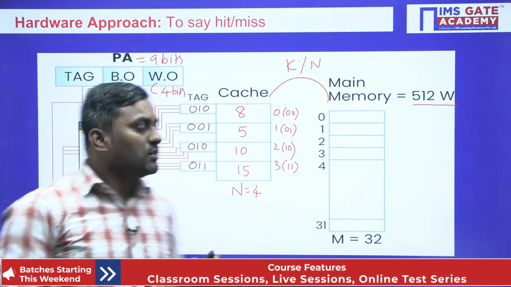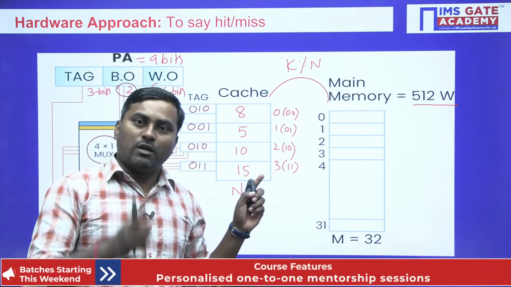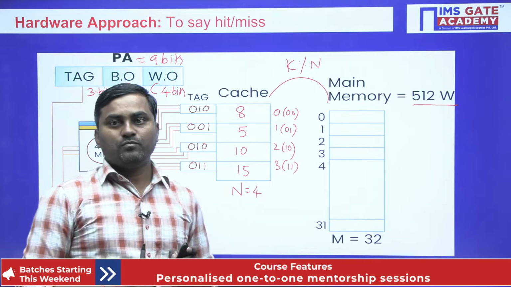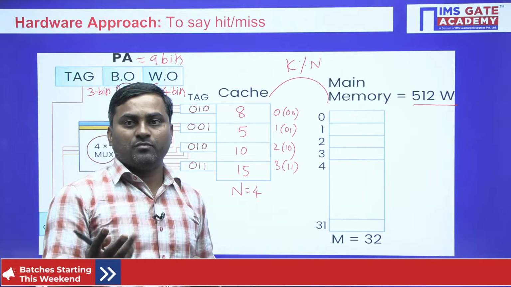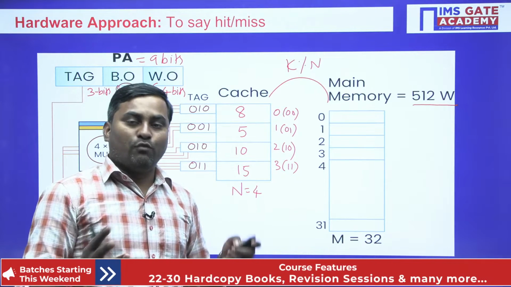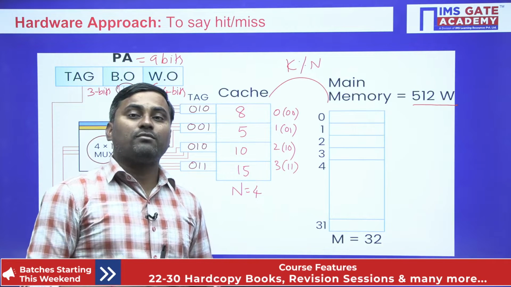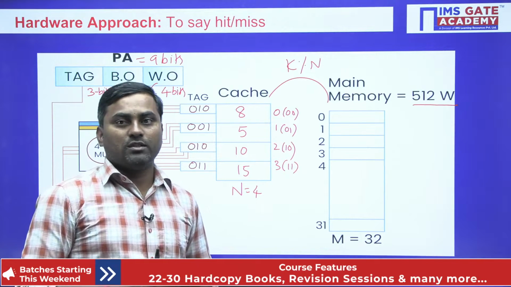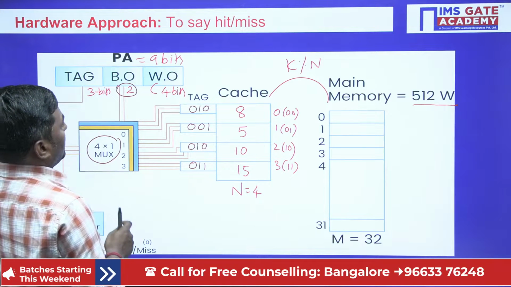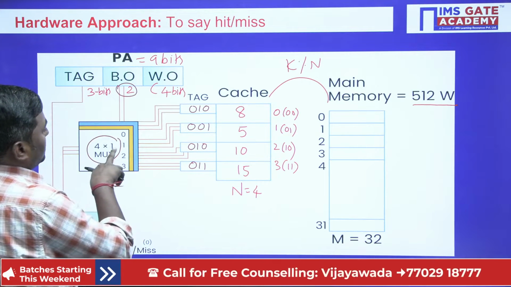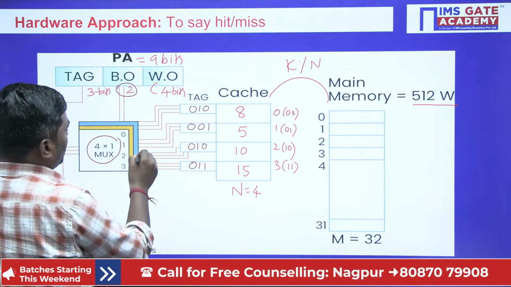Why 4 by 1? There are 4 cache blocks, so out of 4 cache blocks, 1 block needs to be enabled. A 4 by 1 multiplexer requires 2 control signals. I hope you know the functionality of the multiplexer, demultiplexer, encoder and decoder. With the help of 2 control signals I can enable the blocks: this is 0, this is 1, this 2, this 3.